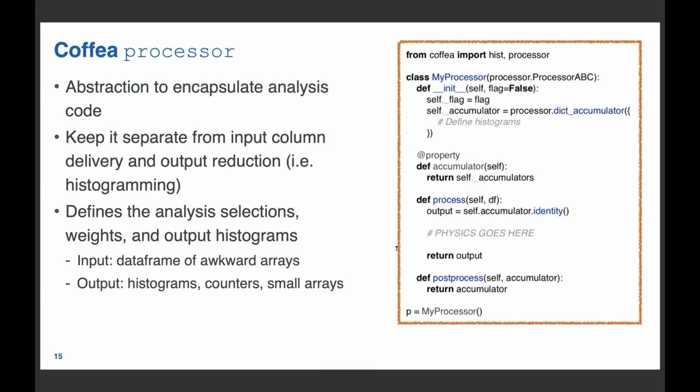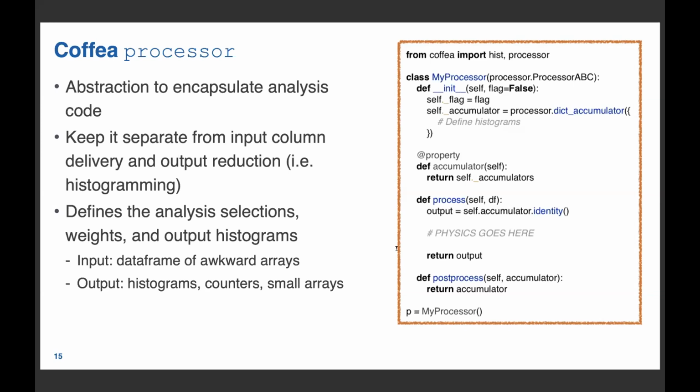Coffea provides a couple of classes that help describe and execute your analysis efficiently. Let's start from the Coffea processor class. That is an abstraction that can encapsulate the analysis code. Using an analogy offered by the fact that this project is called Coffea processor, you can see it like a coffee pod that you can in principle use in different coffee machines. So the coffee pod is representing your analysis.